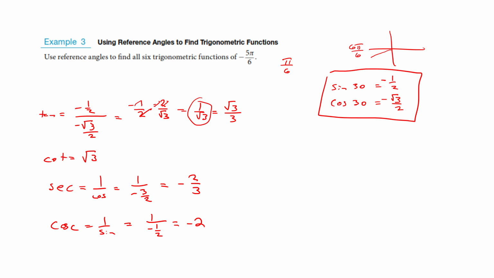Okay, and there's the process. So the key was just this. Where's our reference angle? What is our reference angle? What quadrant is it in? And then find sine and cosine, and we can find all the rest.